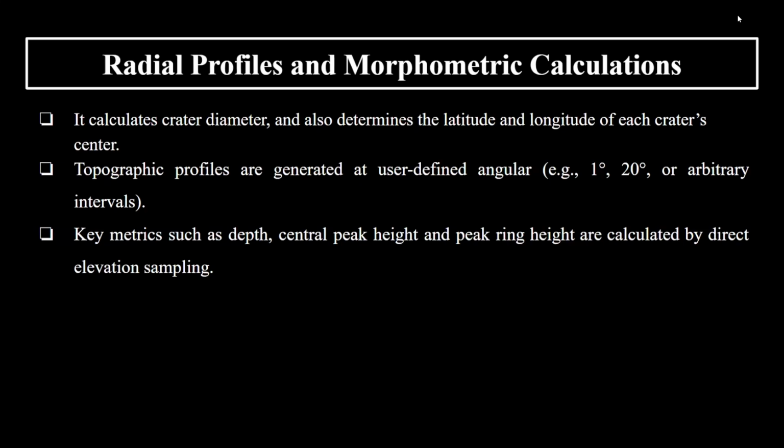And this is really important because depending on the kind of research and the kind of data that we are using, we may need more or fewer profiles. And the key metrics such as depth, central peak height, and peak ring height are calculated by direct elevation sampling. So for each profile, we'll have these metrics calculated.